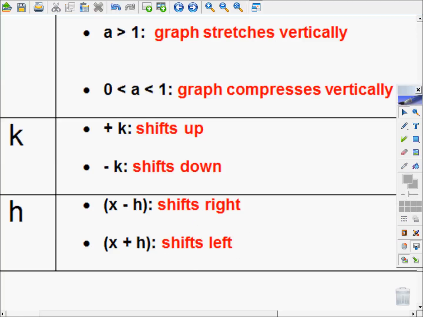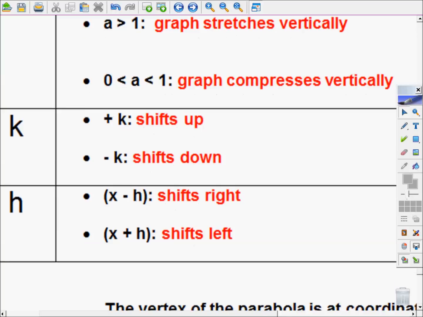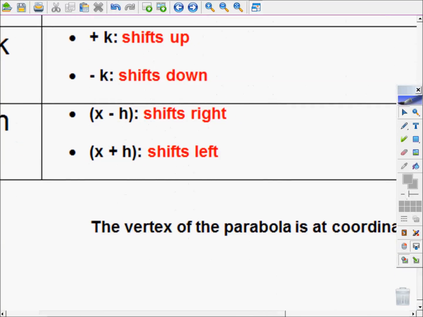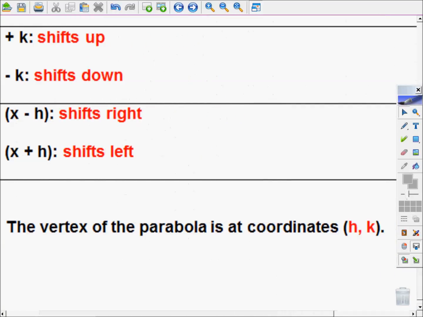The shift is left. Okay? So when we take these 2 points, H and K are really significant because when you have a parabola, H and K are actually your vertex. You're taking your vertex from 0, 0 and you're moving it up and down and left and right. So that's why H and K are your vertex.